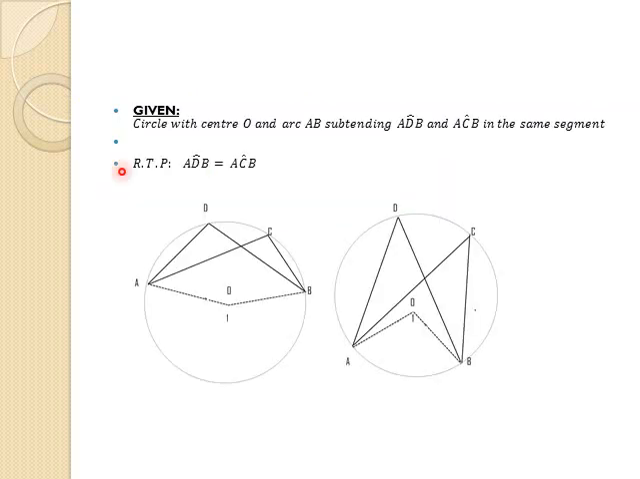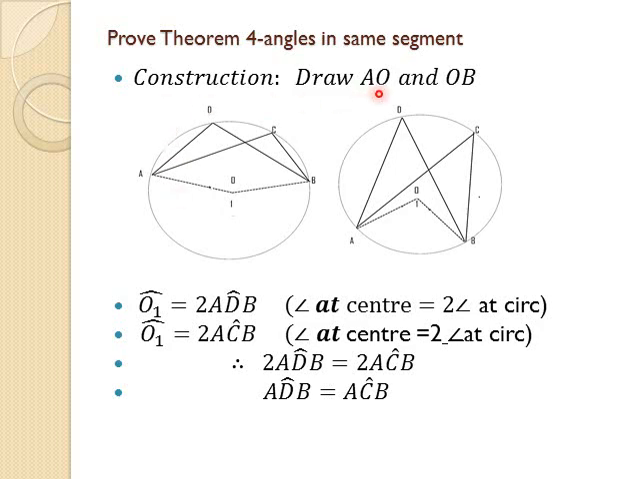Theorem 4: given a circle with center O and arc AB, there we have arc AB, center O, subtending angles ADB and ACB. That's the diagram, you see ADB and ACB. Required to prove ADB equals ACB. For the construction, we'll always first draw the two radii, AO and OB, depending on which drawing they give you.